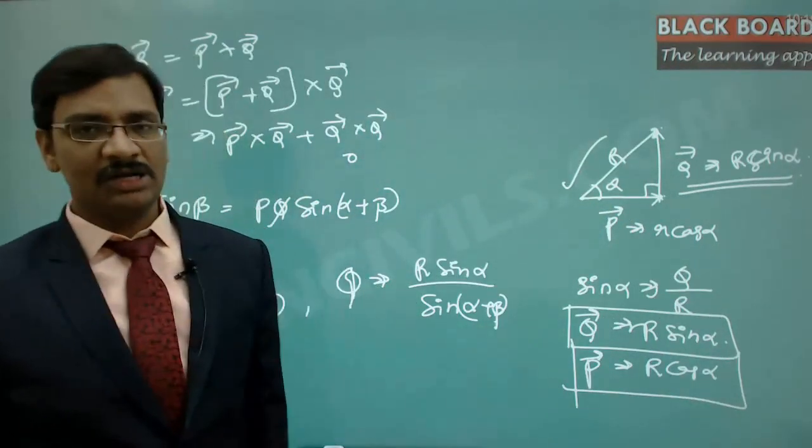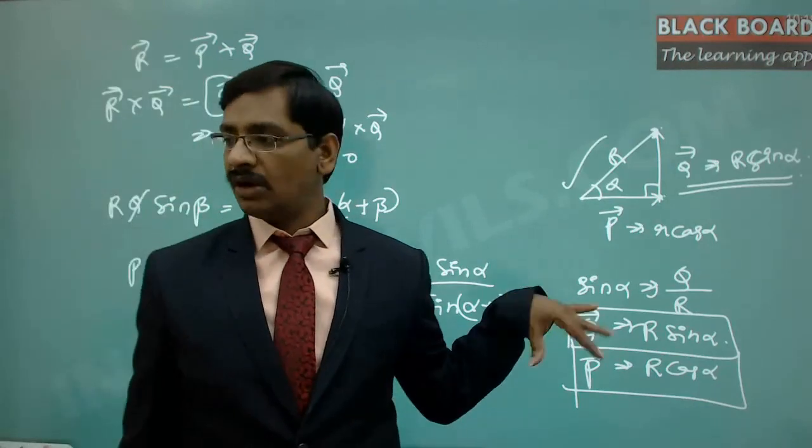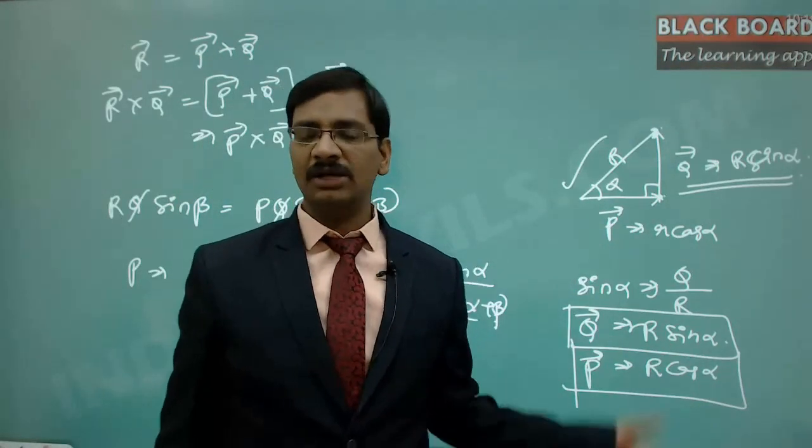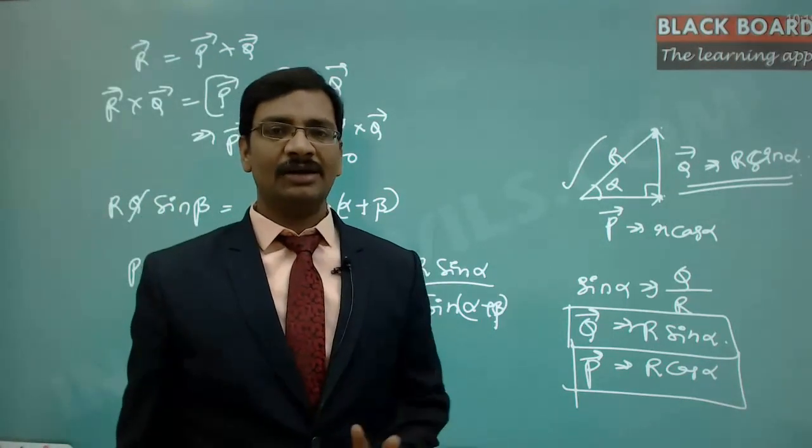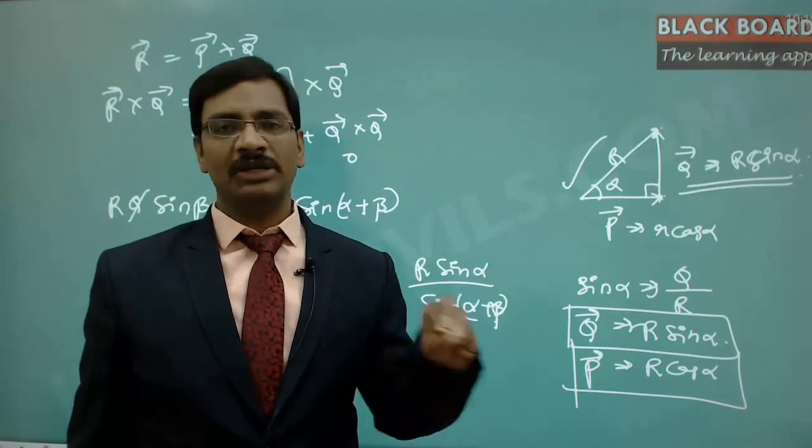But in case you want to divide into vectors which are not separated by 90 degrees, then you have to make use of this procedure so that you can divide into the vectors. Essentially the target is that the resultant of those two vectors should be equal to R. That's it.